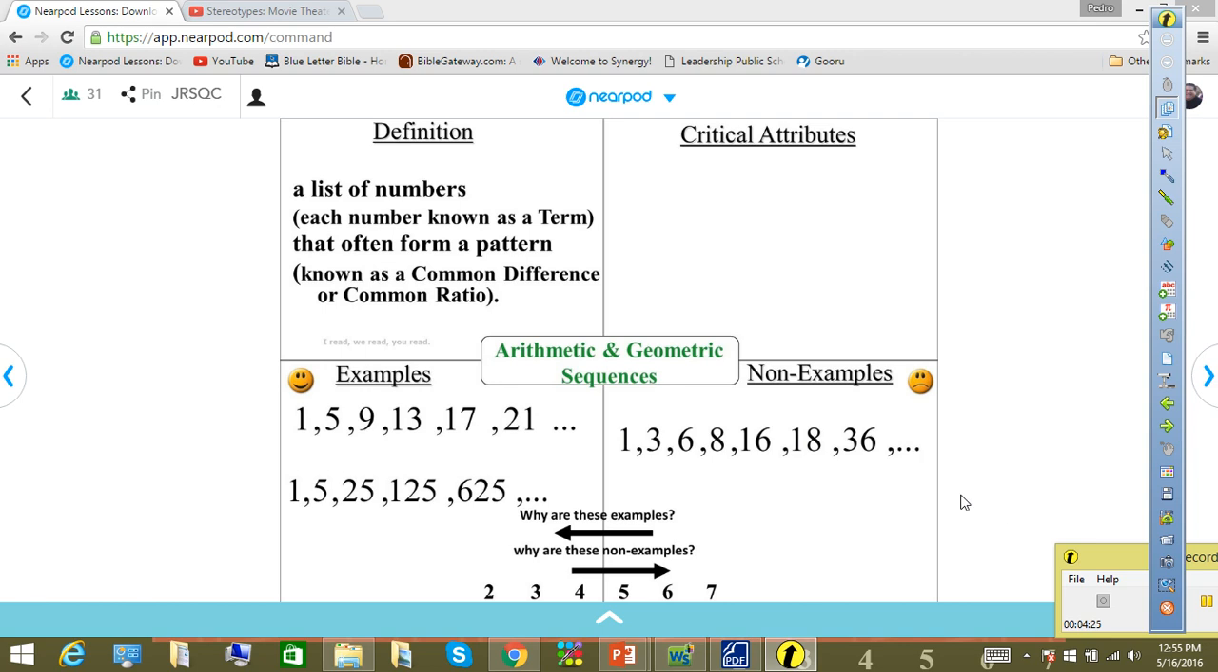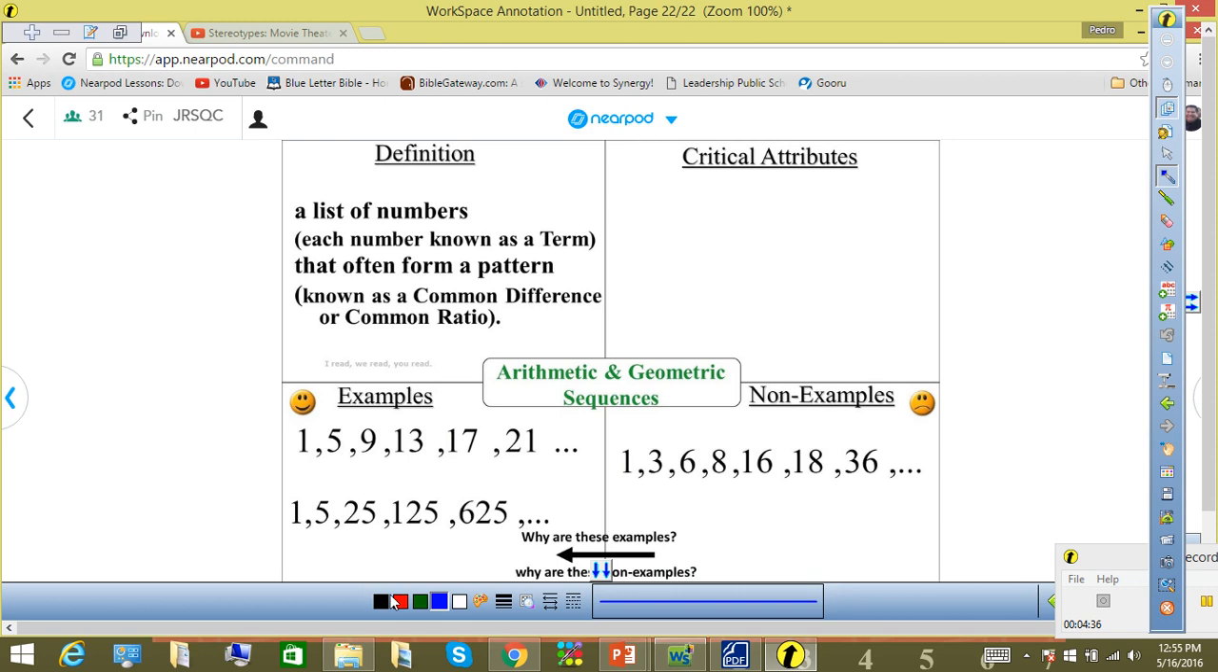All right, I'll take a volunteer for the pattern on that one. Go ahead, Dallas. Dallas says add 2, then multiply by 2. Let's see if it works. Add 2, multiply by 2. Add 2, multiply by 2.